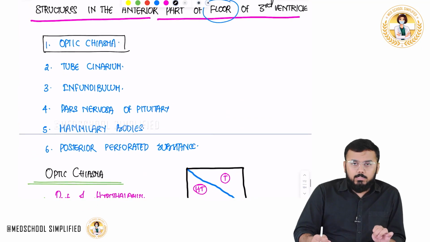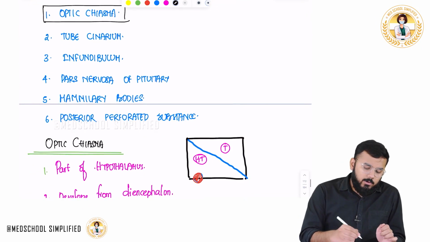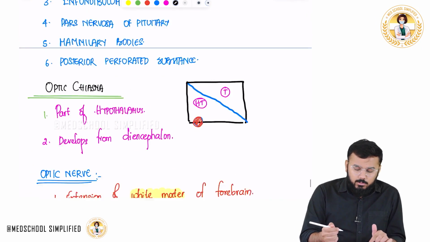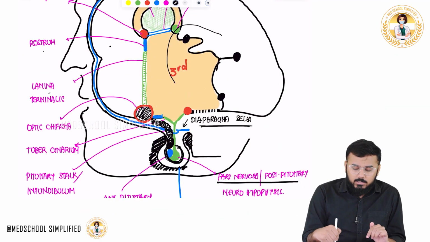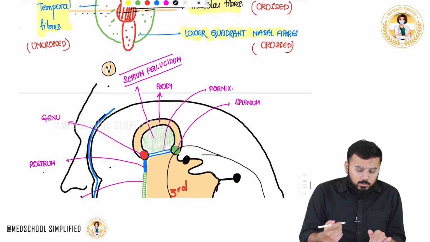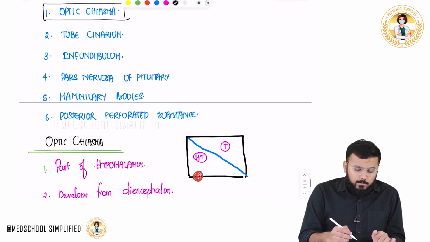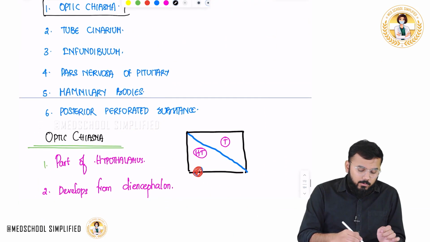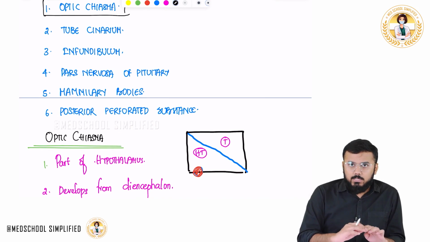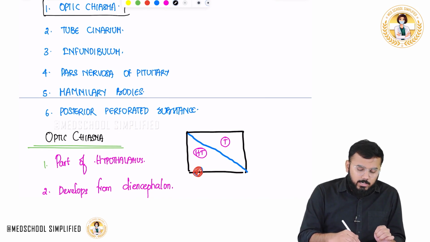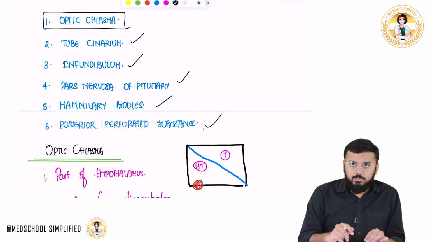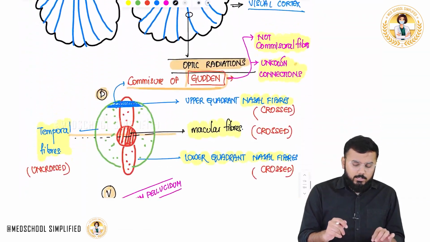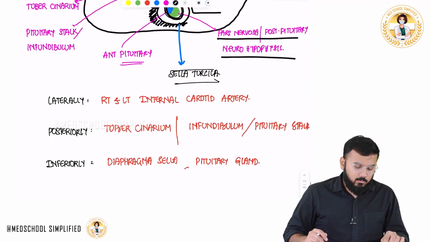So guys, previously we were discussing the optic chiasma, right? Now what I will do is draw a detailed picture. This was almost like this, right? But I haven't discussed the structures which are located at the back. So I will draw the complete picture where all these 6 structures would be seen. Your tuber cinereum, infundibulum, pars nervosa, mammillary bodies, posterior perforated substance, all of them will be seen in a single picture.